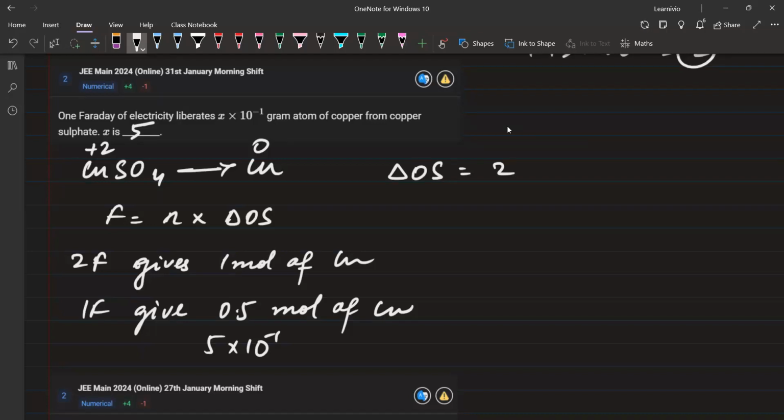If you look at this equation, from here we can say that you need 2 electrons. That means 2 moles of electrons means 2 Faraday. 2 Faraday is going to give you how many copper? We are getting 1 mole of copper. So 1 Faraday of electricity will give how many gram atom of copper? So it will be 5. ग्राम एटम का मतलब मोल होता है भाई, ठीक है?